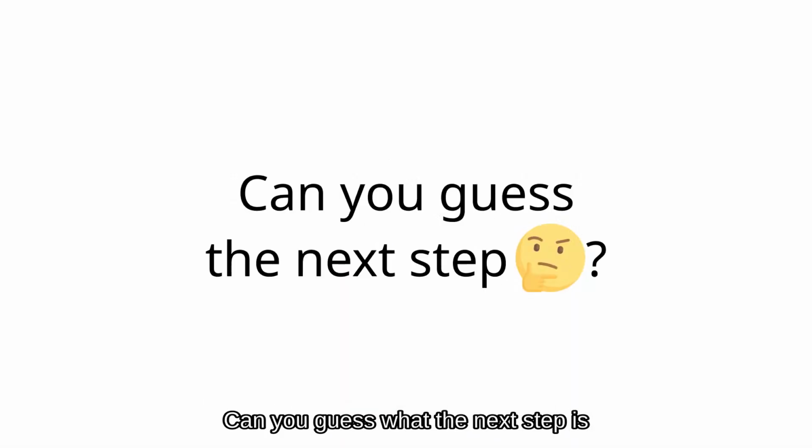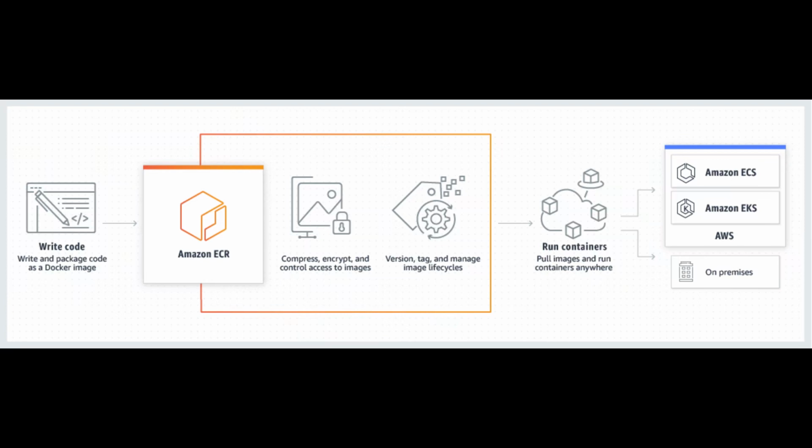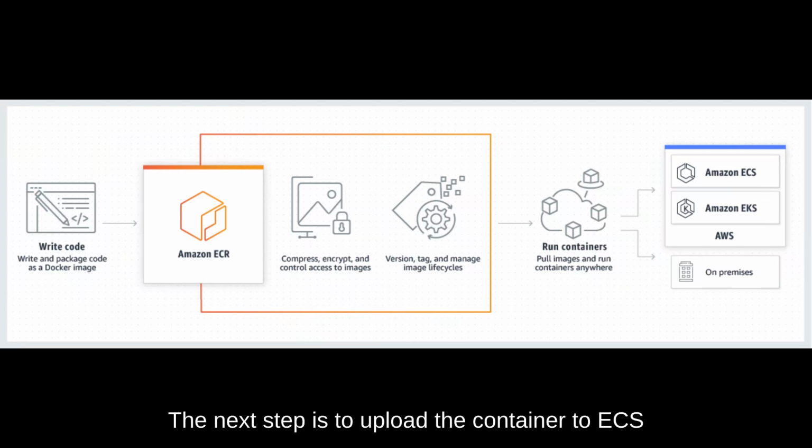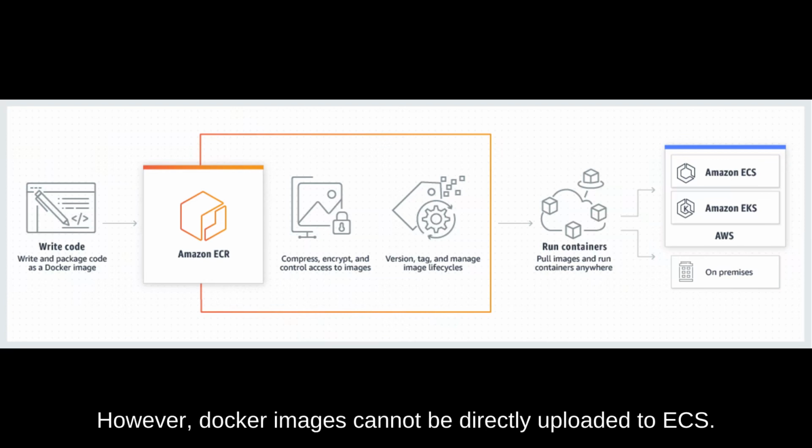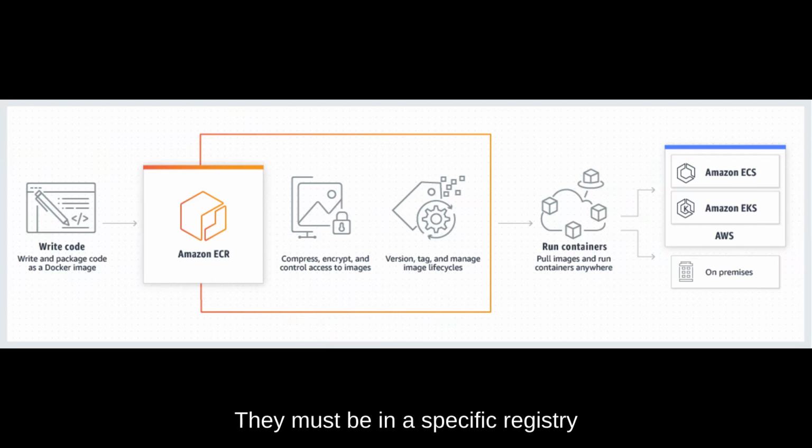Can you guess what the next step is? Indeed, the next step is to upload the container to ECS. However, Docker images cannot be directly uploaded to ECS. They must be in a specific registry, such as Docker Hub or ECR. In this case, we have already utilized ECR.